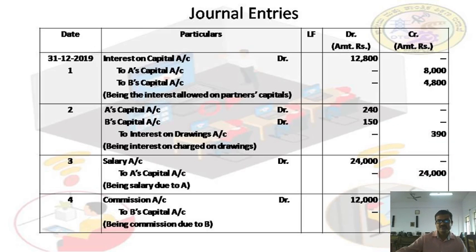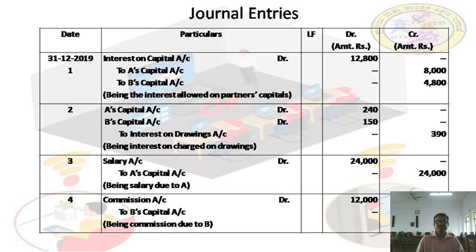Now it is time to go for the journal entries, one by one. Write the columns: date, particulars, LF, debit and credit. In the date column only one date will come here, that is 31st December 2019. In the date column I have given the serial number of the journal entries. First one: interest on capital account debit to A's capital account, to B's capital account. Interest on capital is 12,800 debited, so to A's capital account 8,000, to B's capital account 4,800.